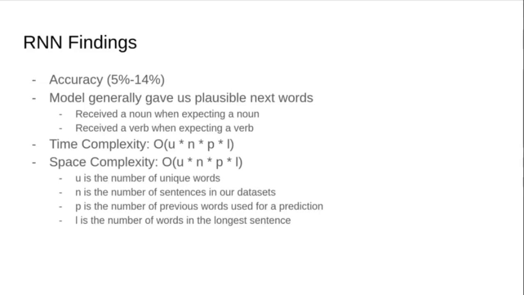Since RNN models are very memory intensive, the time and space complexity increases at a higher rate, as shown by the two big O notations.